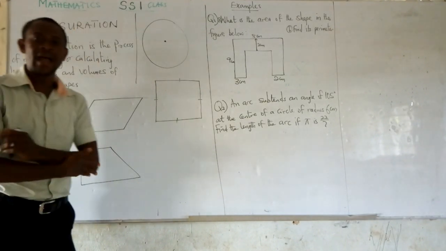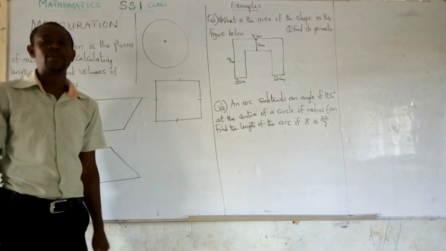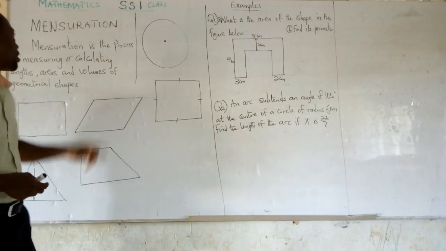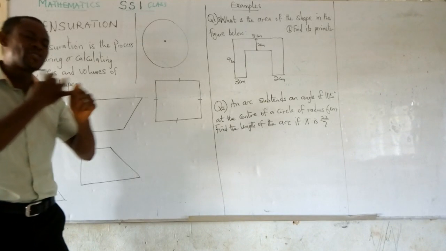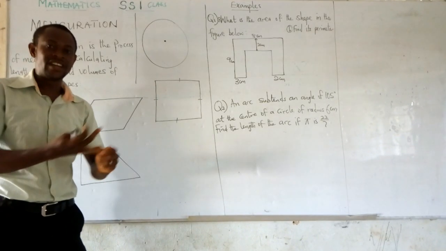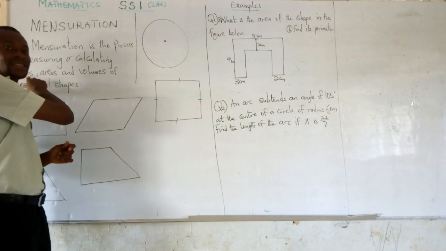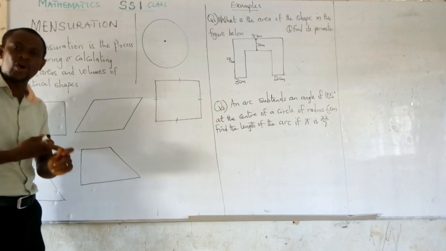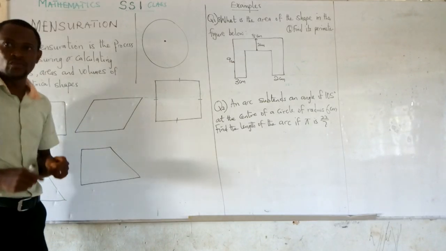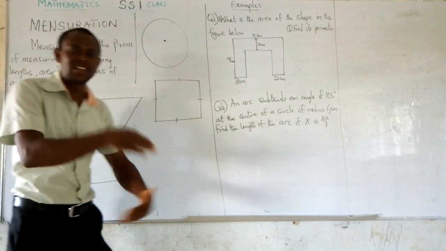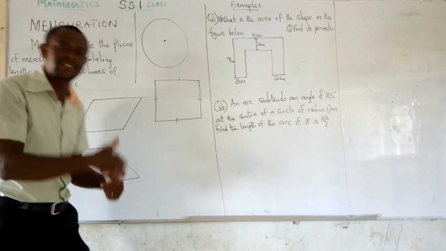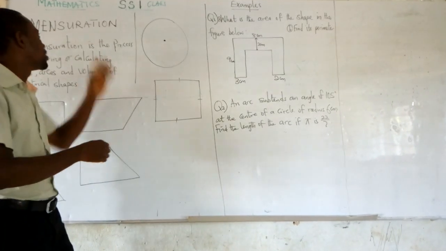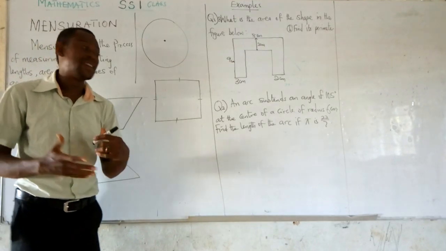So, when we are talking about mensuration, what are we actually talking about? It is the process of measuring or calculating. When you are trying to measure the length, to calculate the length, to look at area, or to look at volume, the process of measuring and calculating the length, the area or volume of a geometrical shape, then we are talking about mensuration.